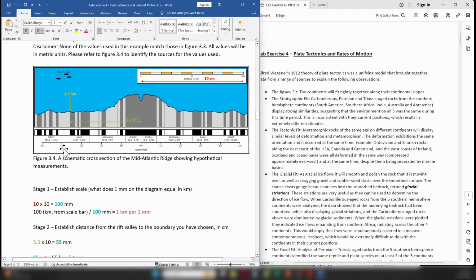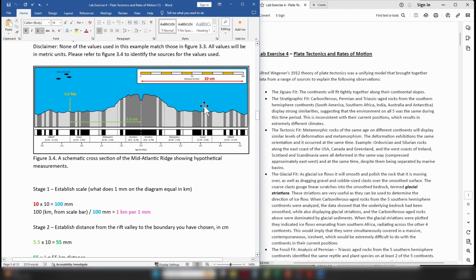Now, as you can quite clearly see, this does not correspond to the age scale at the bottom here. That's because this is a purely made up number that I'm using for my example calculation. You can also see that as part of this, I have measured the distance from the spreading ridge right here to the location that I selected, and that distance is 5.5 centimeters. The other thing is that I've also measured the length of my scale bar at 10 centimeters. And I know my scale bar actually represents 100 kilometers on the diagram.